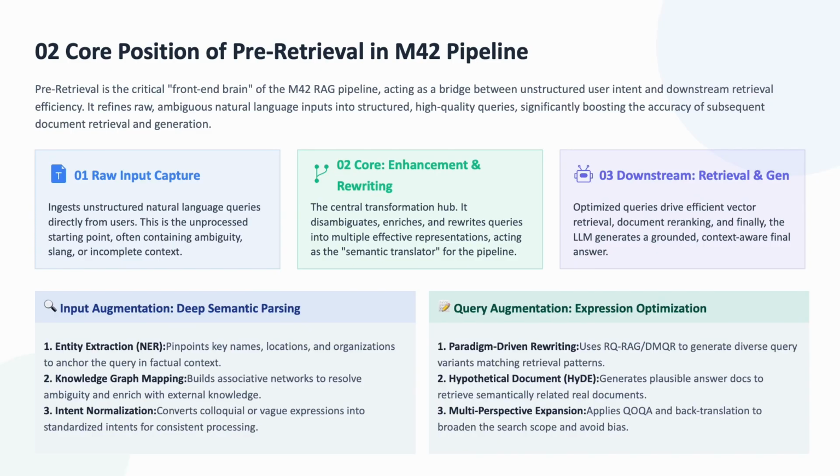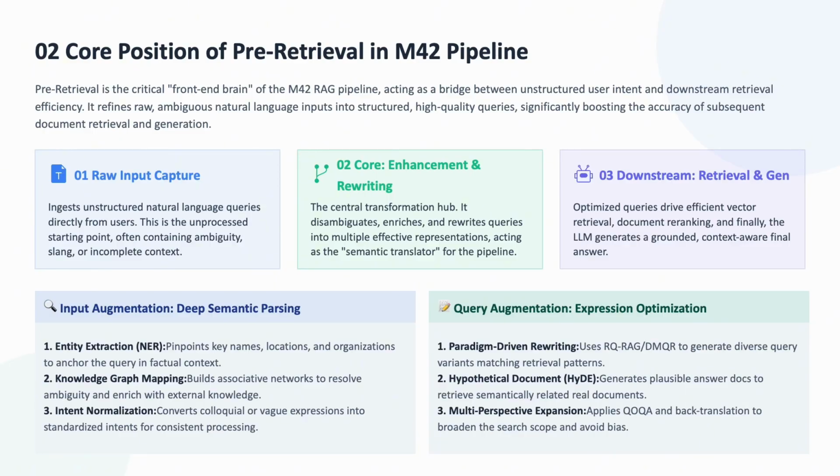Now, let's talk about the core positioning of pre-retrieval in M42. We define pre-retrieval as the front-end brain of the entire M42 RAG pipeline. It serves as the critical bridge between messy, unstructured user intent and high-efficiency downstream retrieval. Its core mission is converting vague, incomplete natural language inputs into standardized, semantically rich structured queries, which fundamentally improves the accuracy of document retrieval and the reliability of LLM generation.